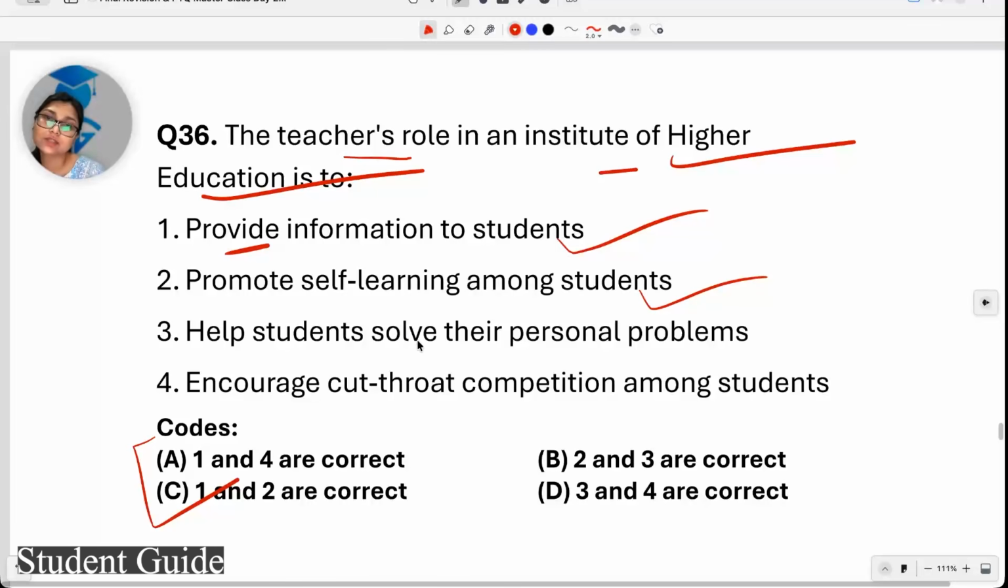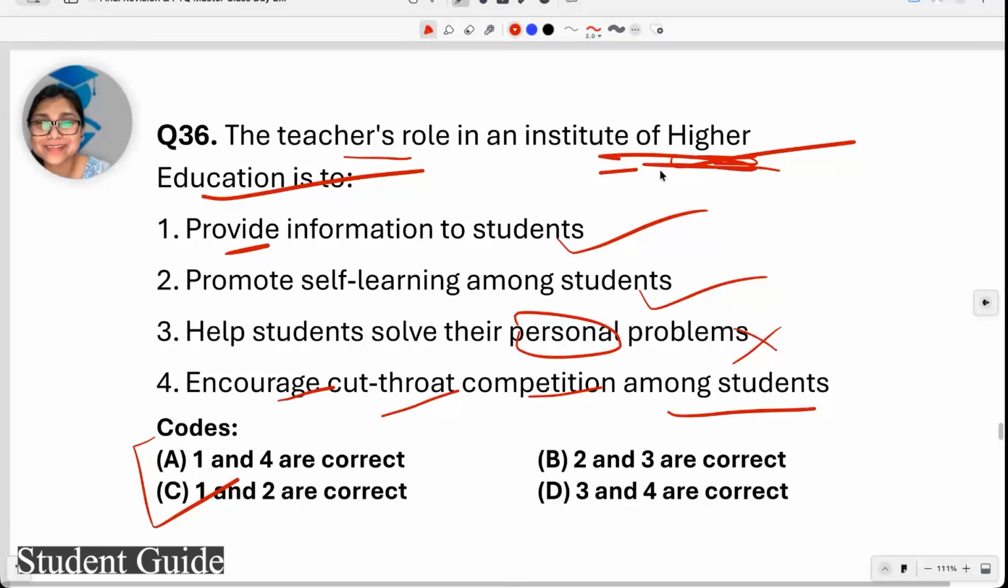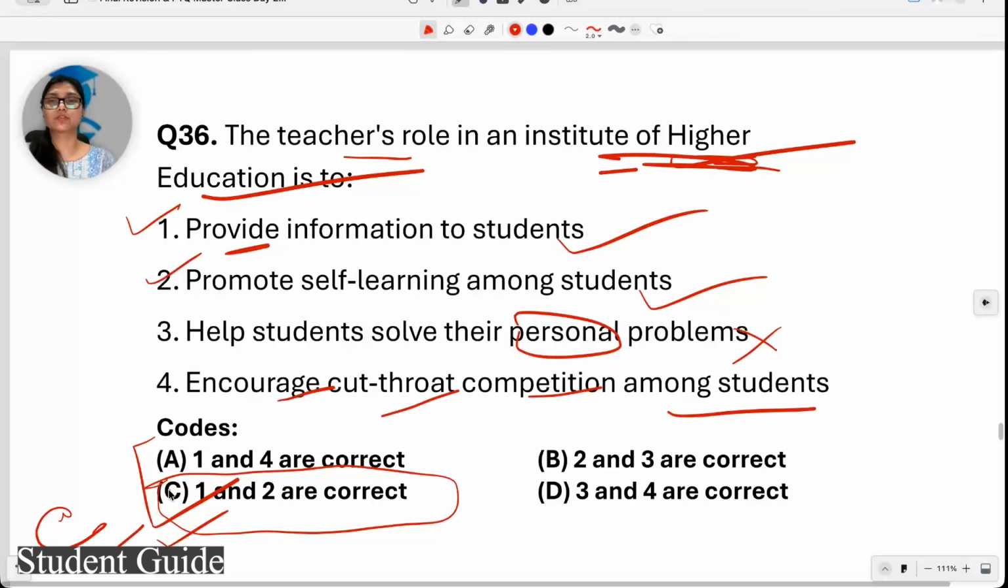Number 3, help students to solve their personal problems, is not actually promising, because higher education is something different. It's not about this portion. Option number 4 is saying encourage cutthroat competition among students. In higher education, we never encourage cutthroat competition. We encourage self-learning more, more constructive learning, higher order thinking. That type of thing we focus on more. That's why options 1 and 2 are correct, which is given in option C. So option C is the correct answer for this question.